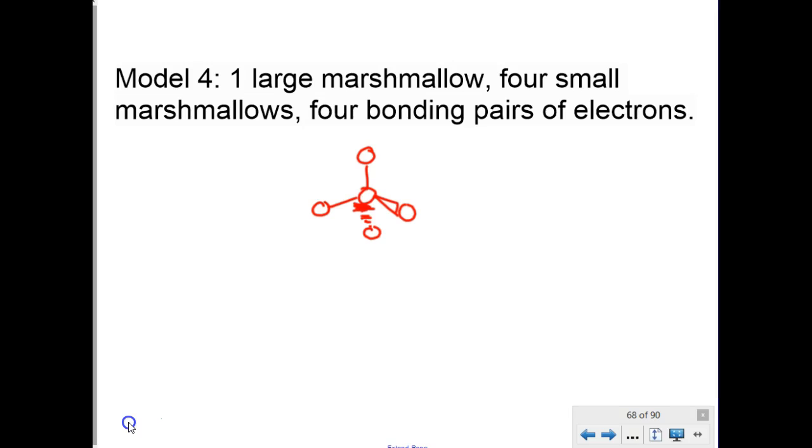If you imagined that each one of these creates a face, you would have 4 different faces, one on each side and one on the bottom. What is the prefix for 4? Tetra. This is a tetrahedral.